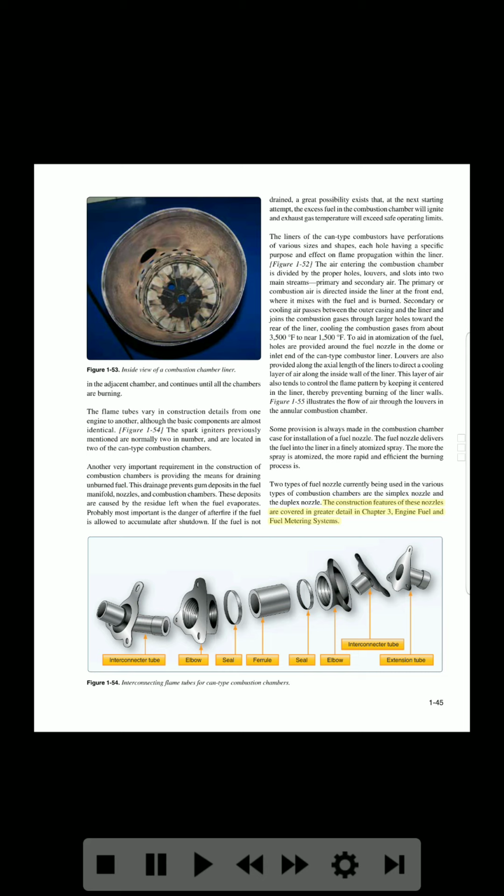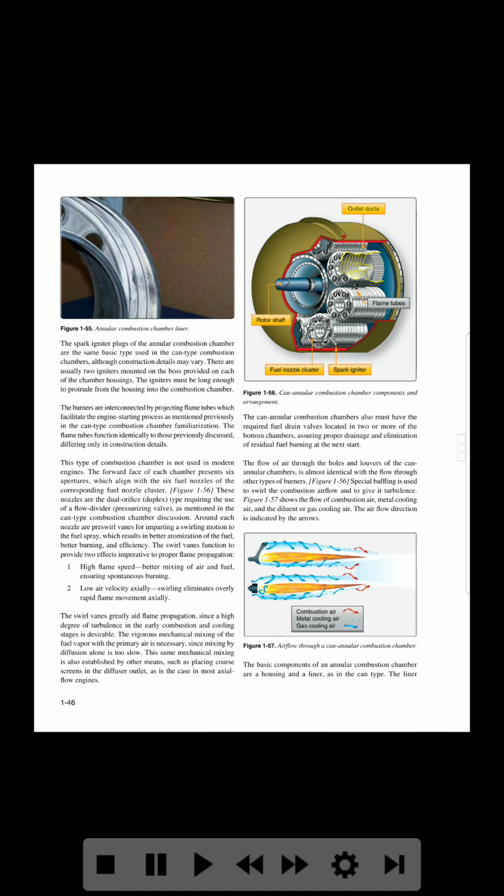Engine Fuel and Fuel Metering Systems. Figure 1-54. Interconnecting flame tubes for can-type combustion chambers. Figure 1-55. Annular combustion chamber liner. The spark igniter plugs of the annular combustion chamber are the same basic type used in the can-type combustion chambers. Although construction details may vary, there are usually 2 igniters mounted on the bus provided on each of the chamber housings.